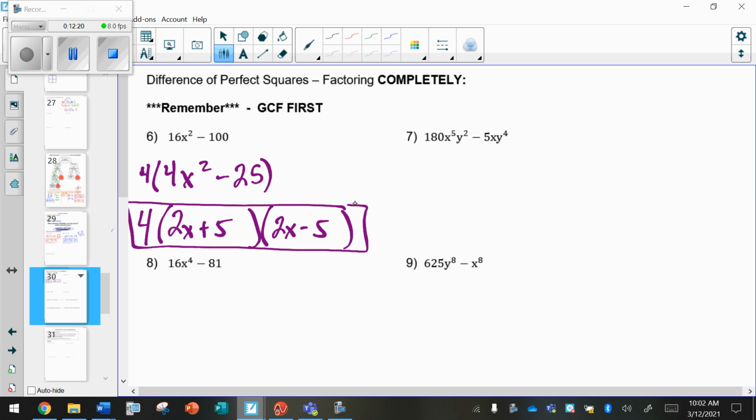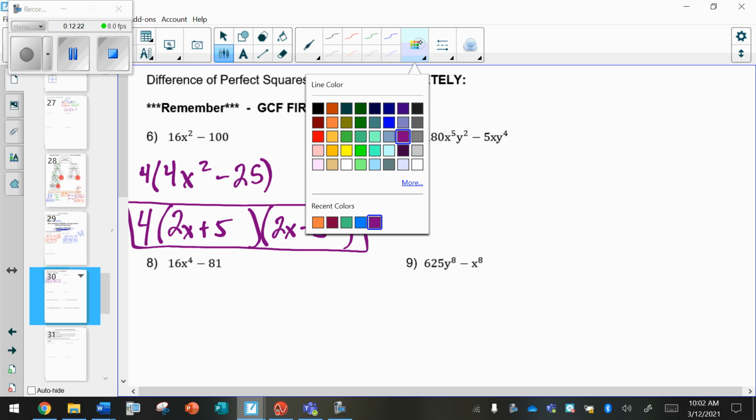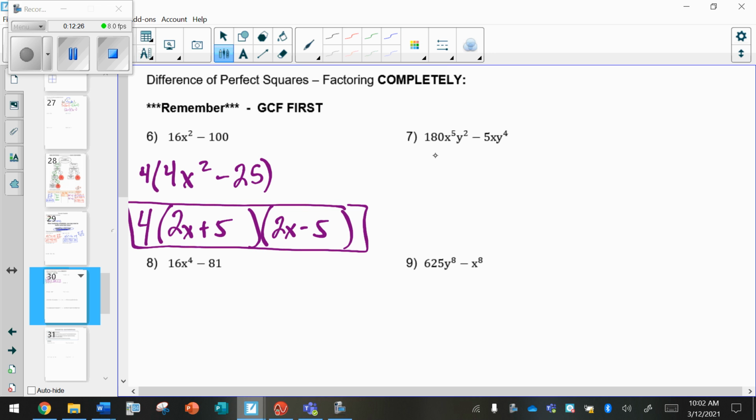If there is a GCF of not just numbers but also variables, just take it out. So these can both be divided by 5. They both have an x. Smallest exponent is x to the first. They both have a y. Smallest exponent is y squared. So now go ahead, do 180 divided by 5. Subtract the exponents on the variables.